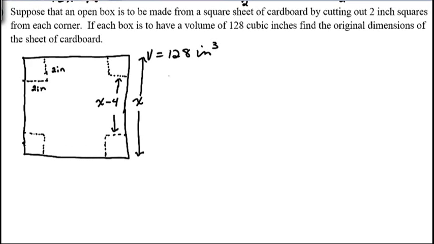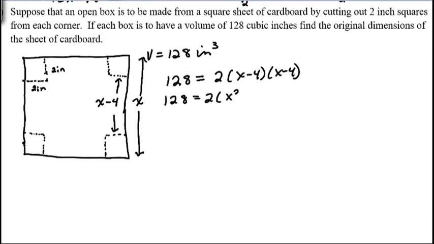So to calculate the volume, which is 128, is going to be 2, the height of the box, times x minus 4 times x minus 4. The length of this side times the length of this side. So now we can figure out what x is by solving this equation. We have 128 is equal to 2 times, and then do FOIL on this. You'll get x squared minus 4x, and then plus 16.